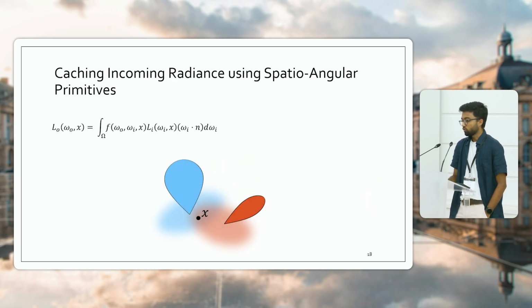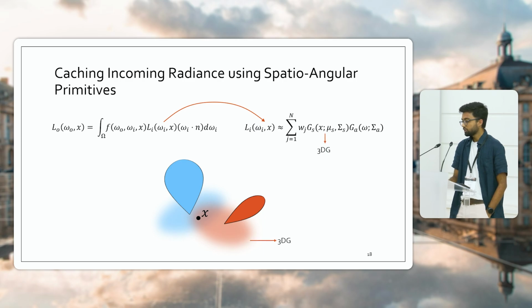We store the incoming radiance using a spatial-angular Gaussian mixture model. Our primitives are a product of a 3D Gaussian, represented by the ellipsoids over here, and an anisotropic spherical Gaussian, which models the angular variation, represented by the lobe over there. These parameters are optimized using stochastic gradient descent.